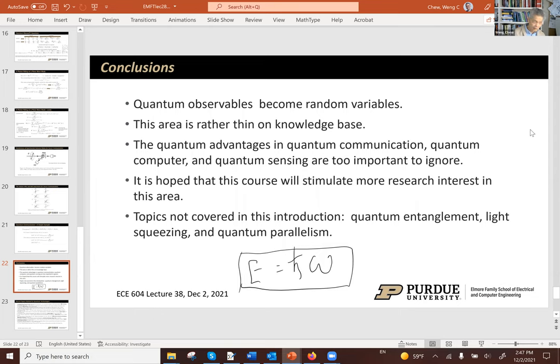Unless you do only passive components, like what they did in China with the boson sampler. That was completely a linear passive kind of thing. And they were able to get quantum parallelism on the boson sampler. They gave rise to phenomenal speedup of some of the computations.